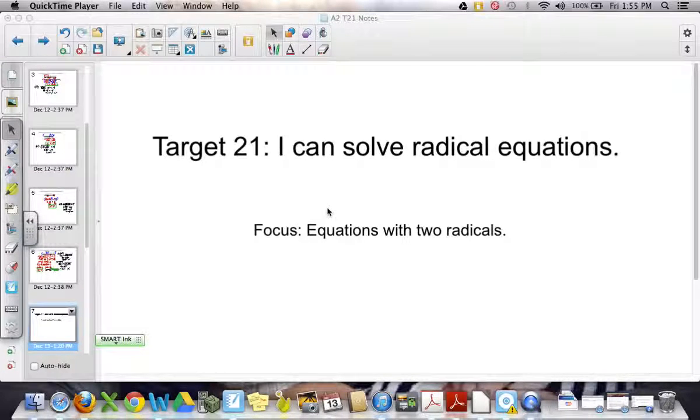So welcome back. This is the second half of the Target 21 video on I can solve radical equations. We're finishing up Unit 3 on radical functions. In this video, we will be focusing on equations that have two radicals in them. And while that might sound like it might be harder, it actually really isn't any more difficult than what we saw in the first part of Target 21.